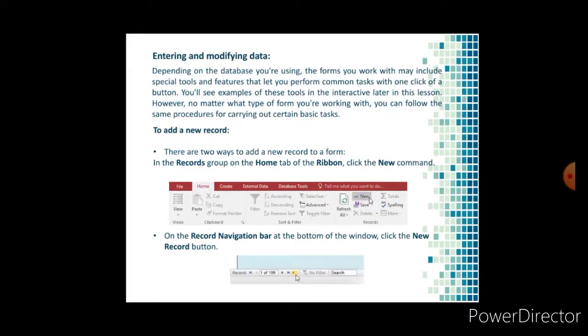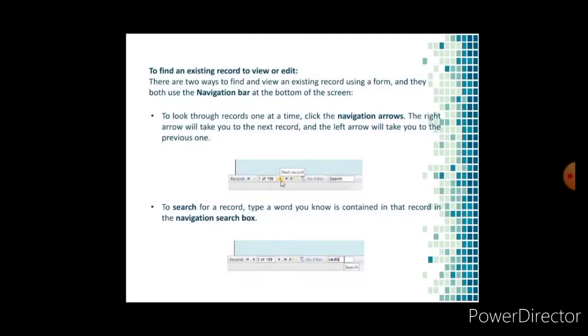There are two ways to add a new record to a form. In the records group on the home tab of the ribbon, click the new command. Another way is on the record navigation bar at the bottom of the window, and then click the new record button.